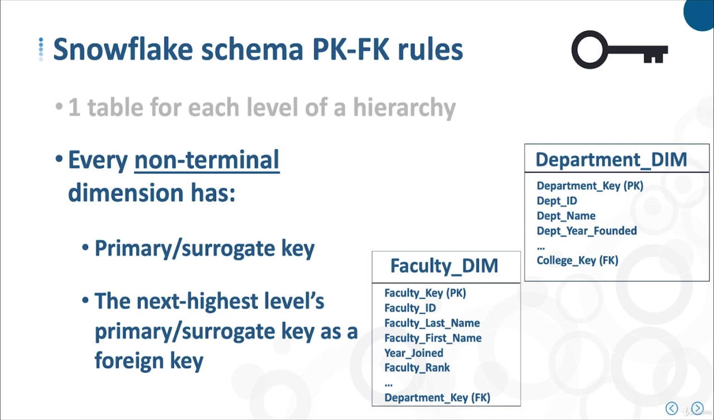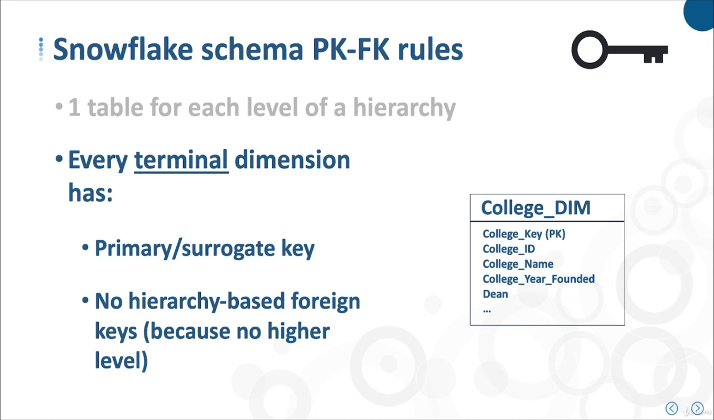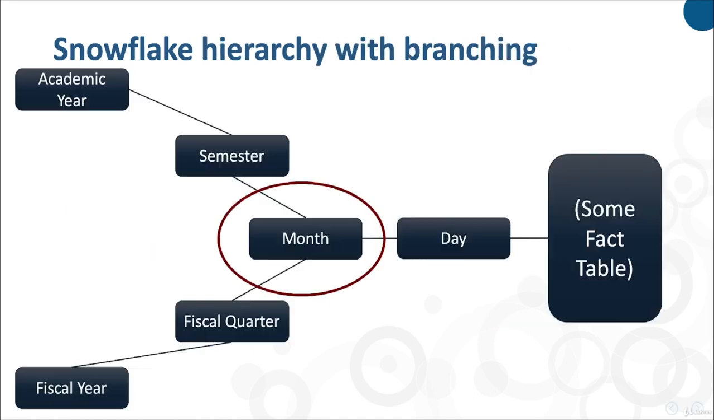Then we have terminal dimensions. So these are the highest level along any given hierarchy. So it also has a primary key, which is a surrogate key, so college key in this case. But there is no hierarchy-based foreign key that you could put there because there's no higher level to point to.